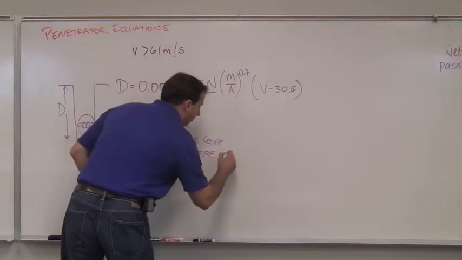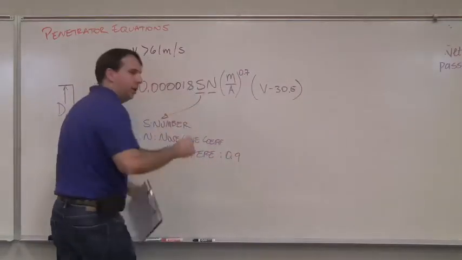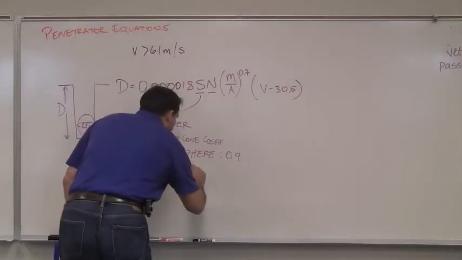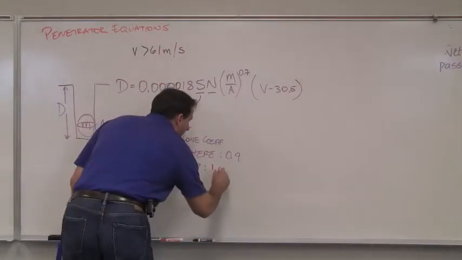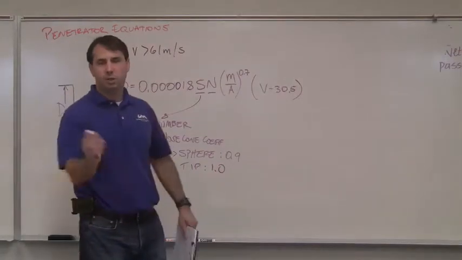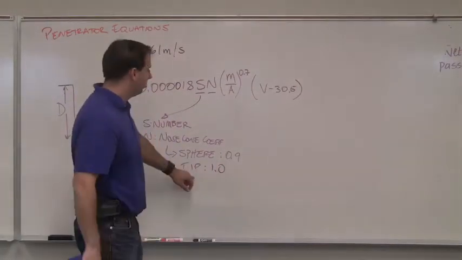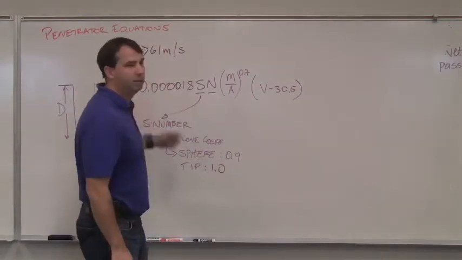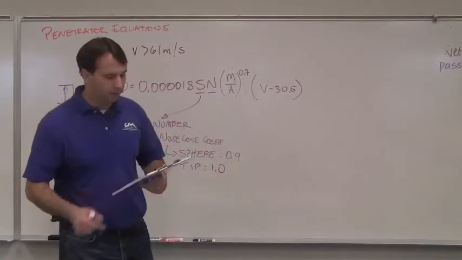For a sphere, it's 0.9, and for something that has more of a tip to it, use 1.0. That's the nose cone coefficient. There's not many others. There are different kinds of nose cones, but the nose cone coefficient does not change that much. But it's a 10% change.